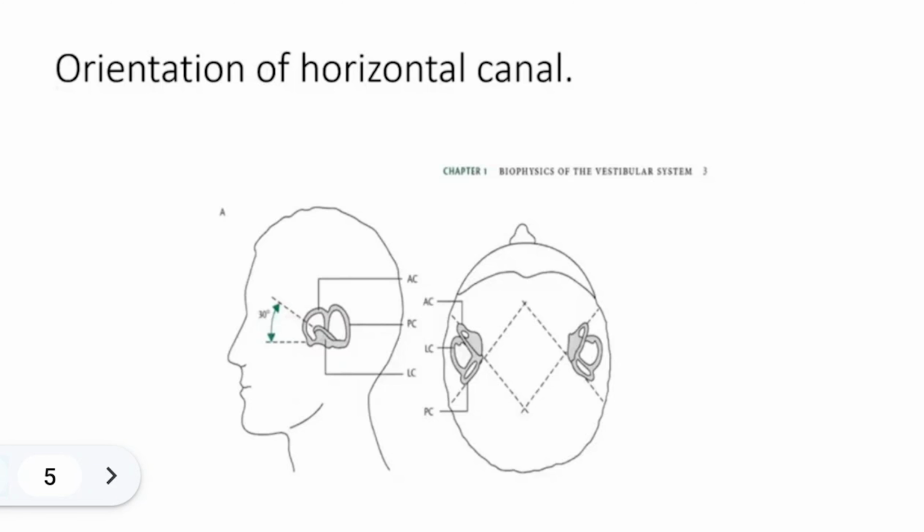In this diagram, the patient is lying in the supine position. In this position, the horizontal semicircular canal doesn't lie in a vertical position. In order to make it vertical, the head has to be flexed 30 degrees. I am discussing this to make the examination part easy for the listeners to understand.